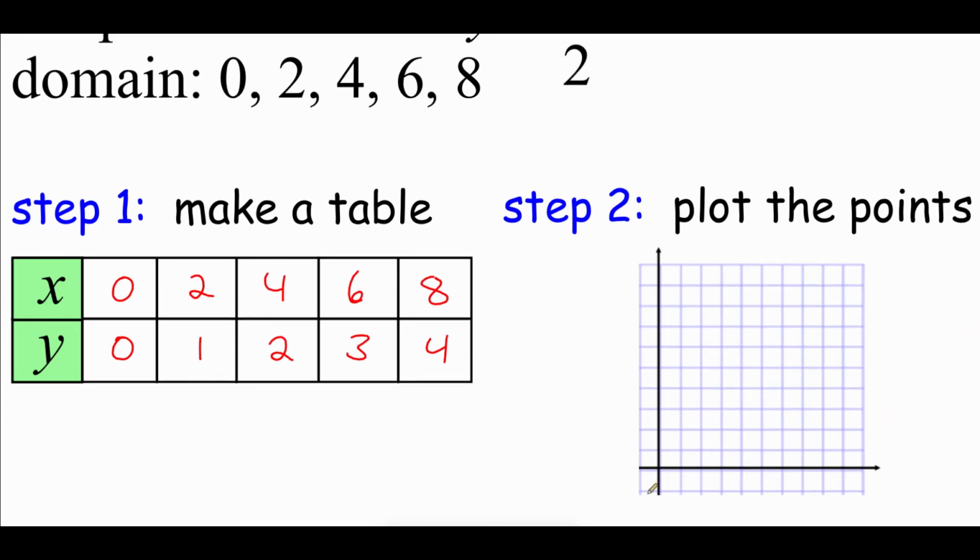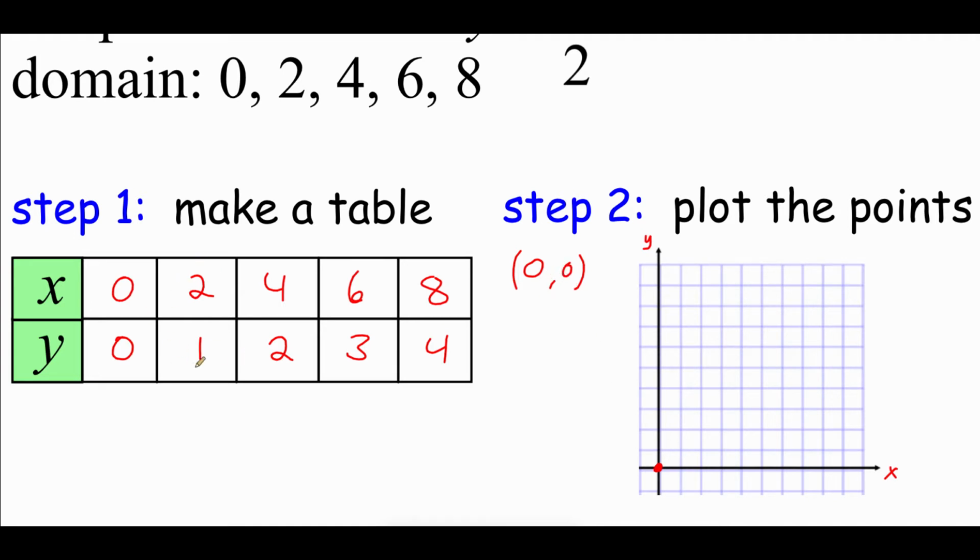So remember, this horizontal axis is your x-axis. This vertical axis, that's your y-axis. The x values tell you how far you go left or right, and the y values tell you how far you're going up or down. So this first set of values, 0, 0, means I go left or right 0, and then up 0. So that's going to be this point right here where our two axes meet up. And that point 0, 0 is called the origin.